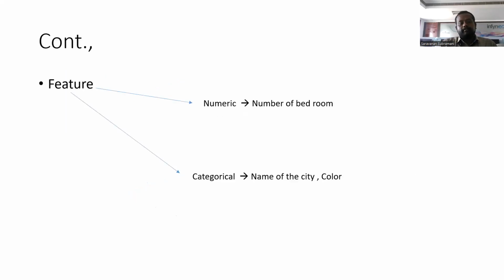The features may be numeric features or categorical features. Suppose we have numerical features, it is like the number of bedrooms, number of halls. Suppose we have categorical features, it is like the city, color, etc.